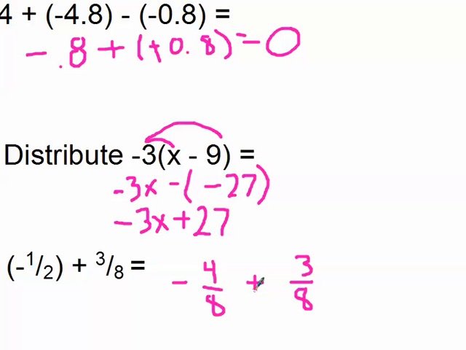Now, when dealing with fractions, the same rules apply. I've got an army here and an army here. The negative army is larger. Therefore, they're going to win by 1 over 8.